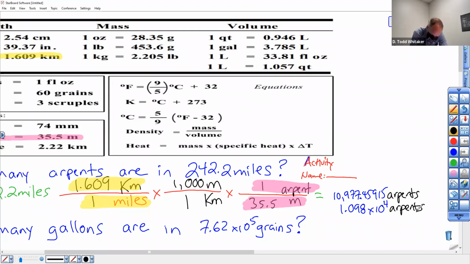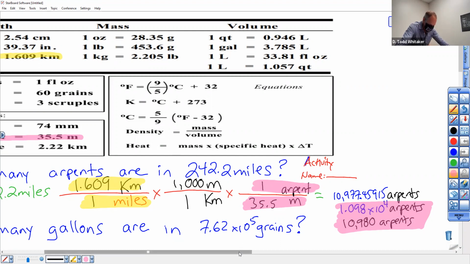Big is greater than 1. Now you could have written 10,980 arpents. Those are both good answers. Don't add a decimal at the end of 10,980. That now would be 5 sig figs, and it's bad rounding too. So don't do that. Okay, a lot of arpents.